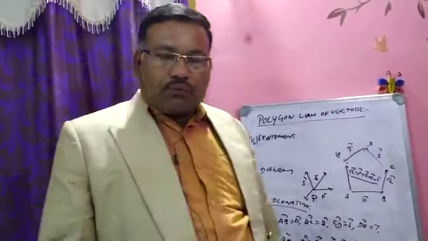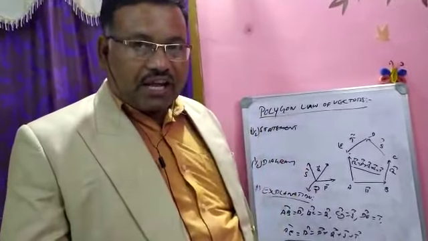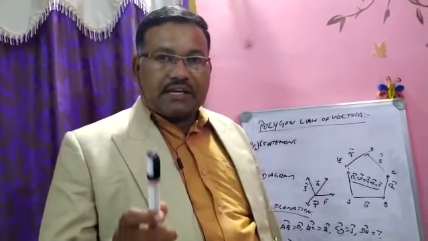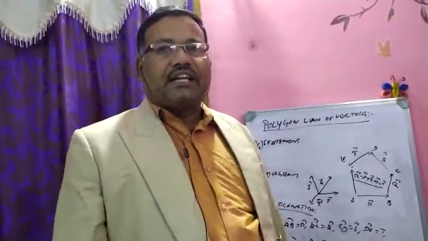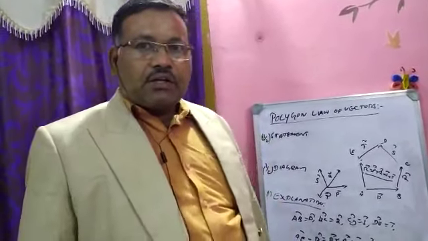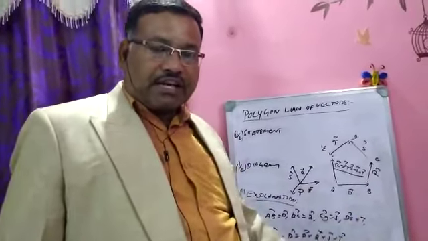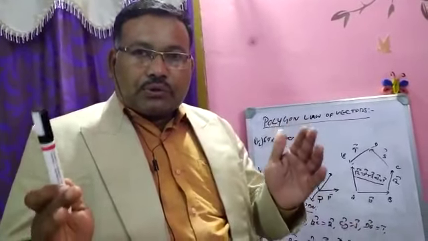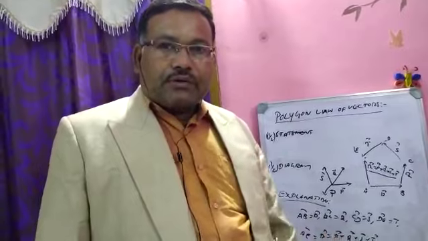If a number of vectors are represented in magnitude and direction by the sides of a polygon taken in order, then the resultant is represented in magnitude and direction by the closing side of the polygon taken in reverse order. This is the statement. From the statement you can draw the diagram, and from the diagram you can give the explanation. So you can easily get 3 marks. I hope you have understood thoroughly.